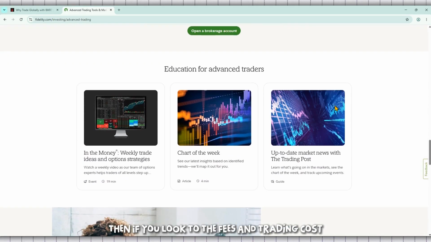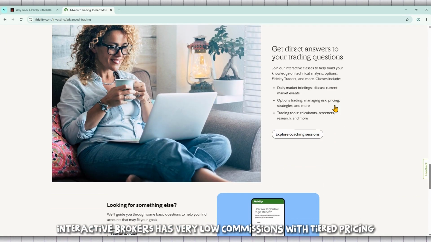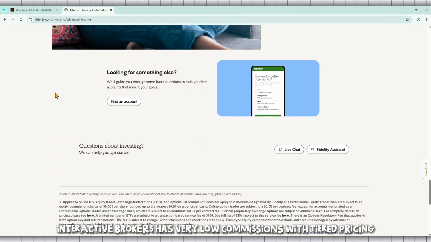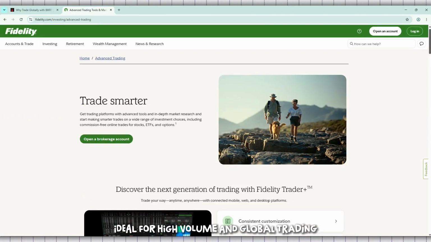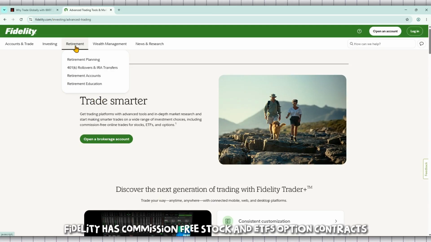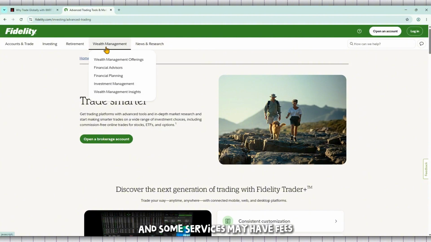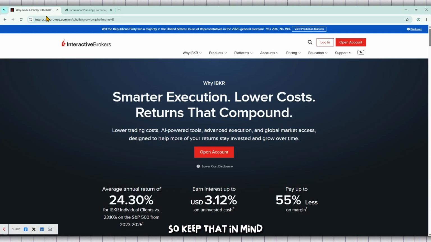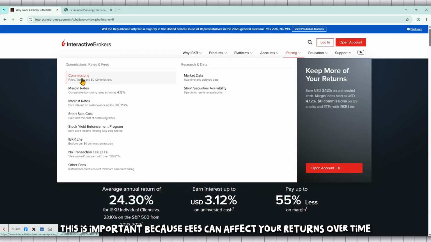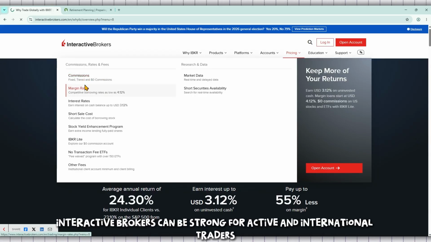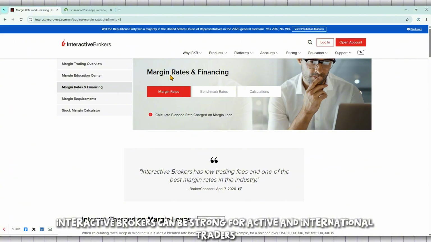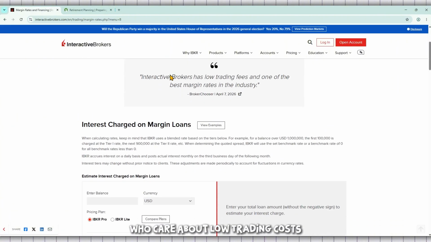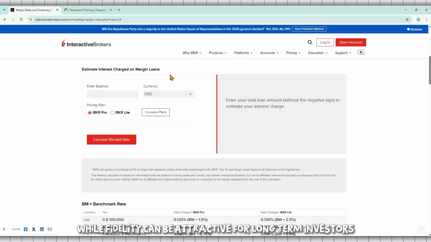Then, if you look at the fees and trading cost, Interactive Brokers has very low commissions with tiered pricing, ideal for high volume and global trading. Fidelity has commission-free stocks and ETFs, option contracts, and some services may have fees, so keep that in mind. This is important because fees can affect your returns over time. Interactive Brokers can be strong for active and international traders who care about low trading costs, while Fidelity can be attractive for long-term investors who want commission-free stock and ETF trading.